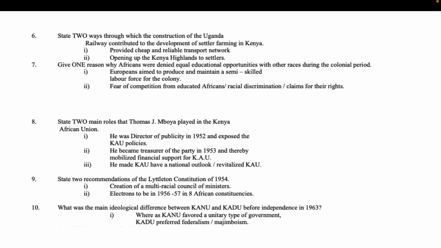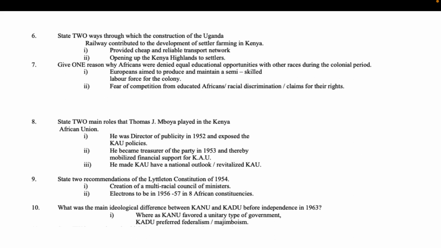Give 1 reason why Africans were denied equal educational opportunities with other races during the colonial period. I. Europeans aimed to produce and maintain a semi-skilled labor force for the colony. II. Fear of competition from educated Africans, racial discrimination, claims for their rights.